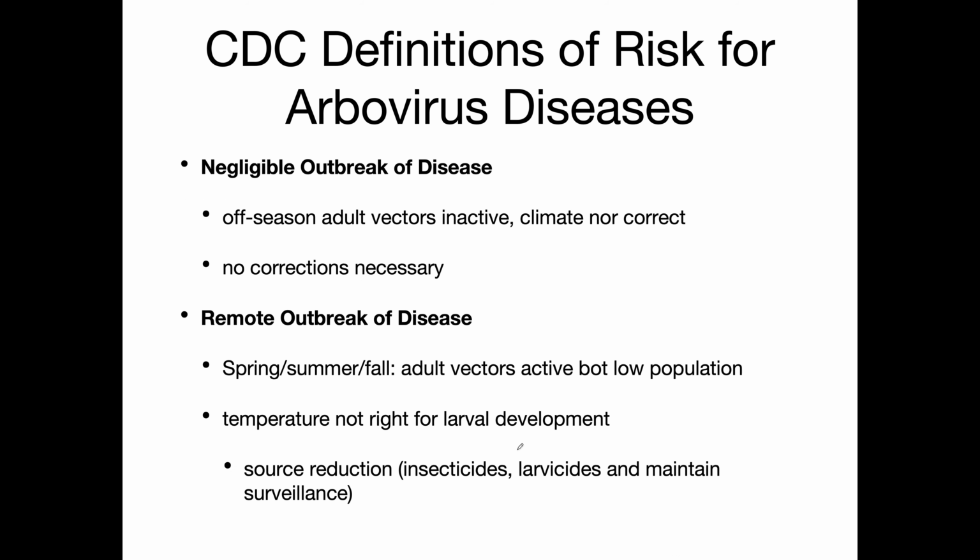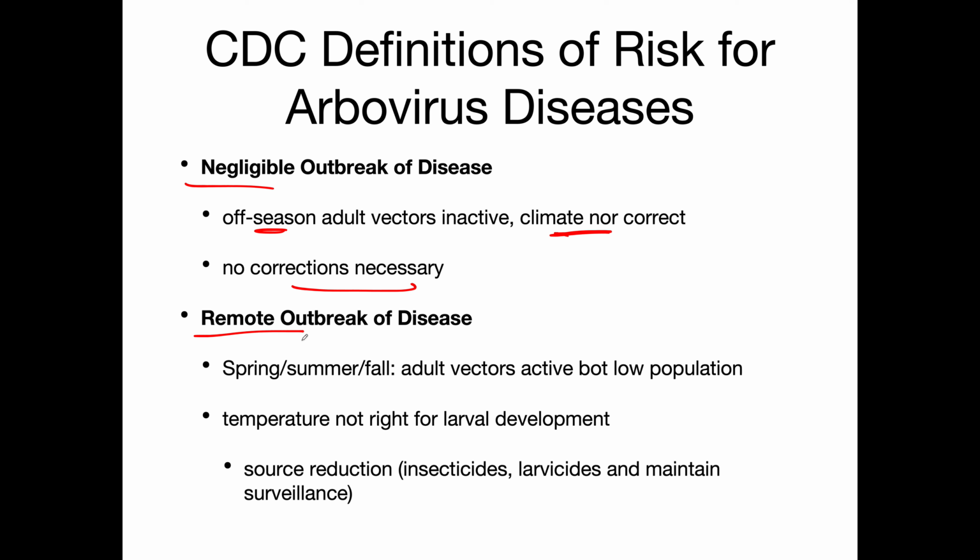So the CDC has a set of definitions of risk for arbovirus diseases. We're going to go in order of severity. The first is referred to as the negligible outbreak of disease. This is usually when there's some kind of vector found, but it's off season, and so it's inactive. The climate is not favorable. There are no corrections that need to be done. There's nothing that we're going to do. We're just going to leave that area alone.